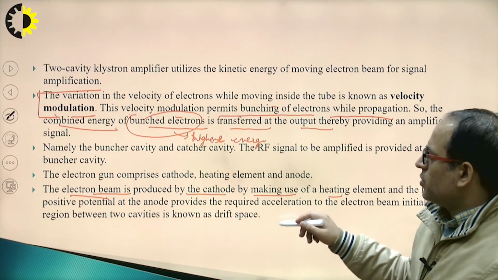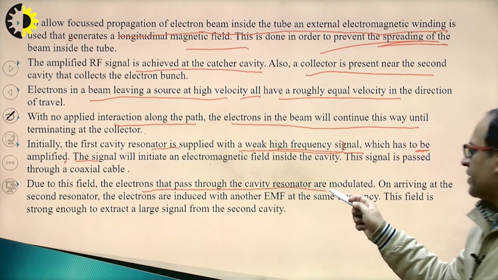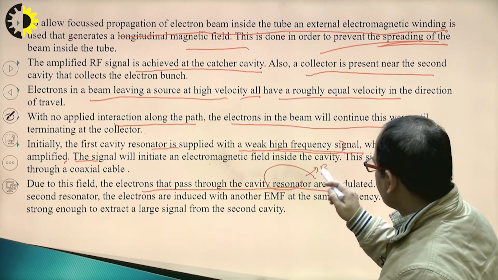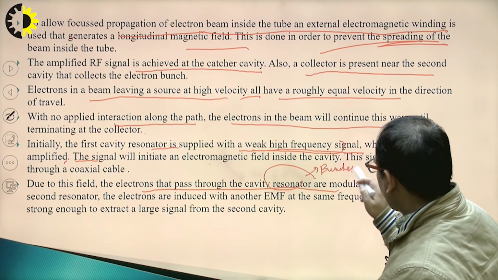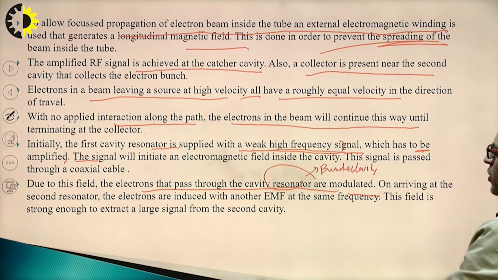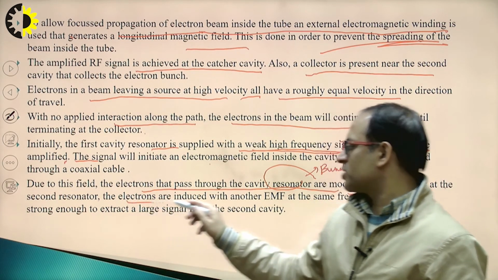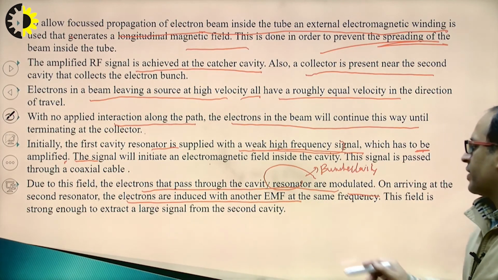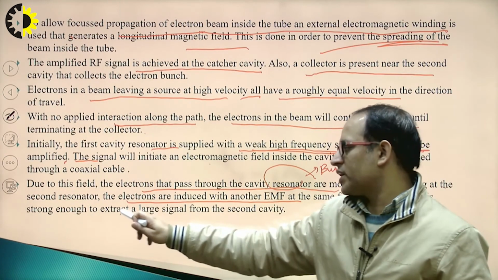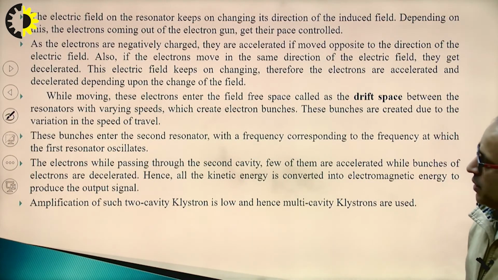Now see, due to this field, the electrons that pass through the cavity resonator, means the buncher cavity, are modulated. On arriving at the second resonator, the electrons get induced with another EMF at the same frequency. This field is strong enough to extract the large signal from the second cavity. Clear?